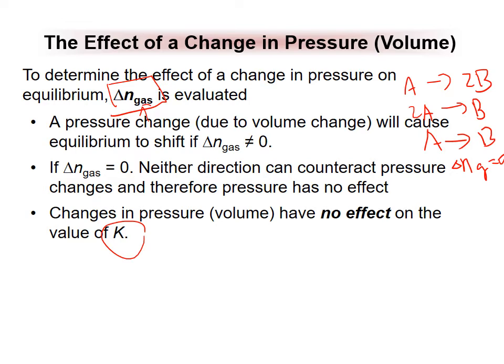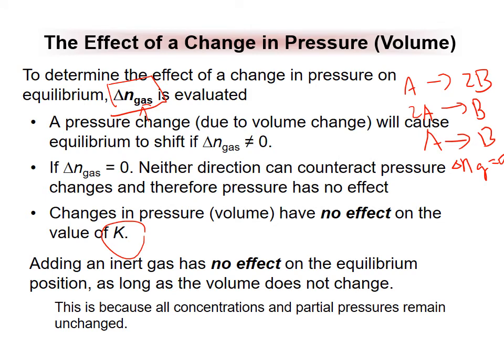There's another way to change pressure, and that is you add inert gas. When you add more inert gas, even though it doesn't participate in the reaction, it increases pressure. However, adding inert gas does not affect the concentration of reactants and the product, and therefore it has no effect on the equilibrium position.